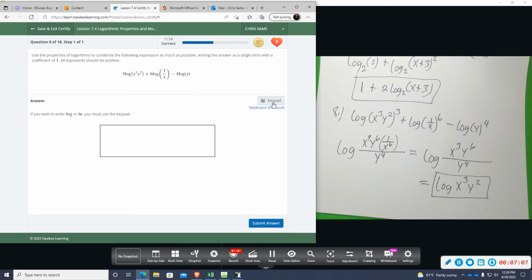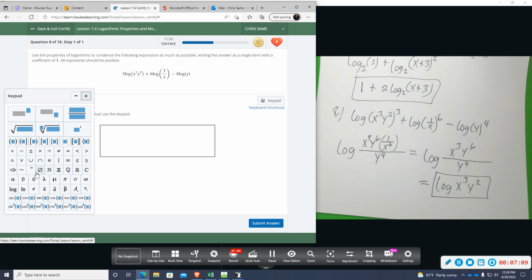And so we need our keypad, we need log, and then I'll leave the base alone. Oh, they make me put it? Let me see if I arrow over. Yeah, I just arrow over. Log of x raised to the 3rd, y raised to the 2nd.